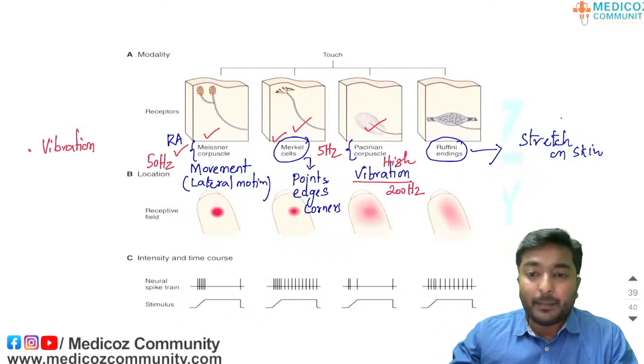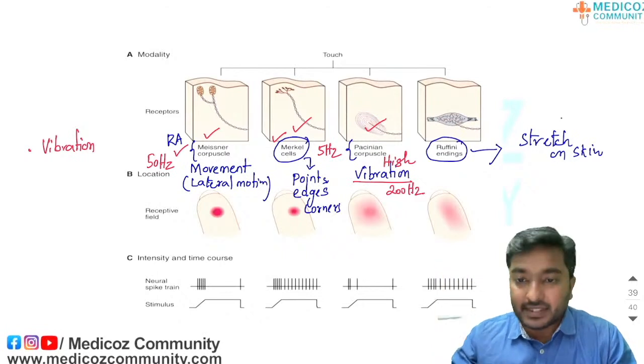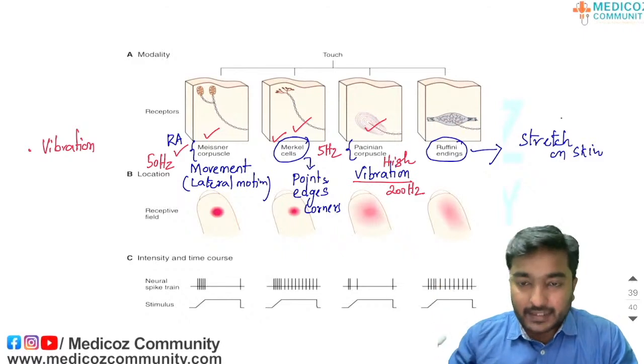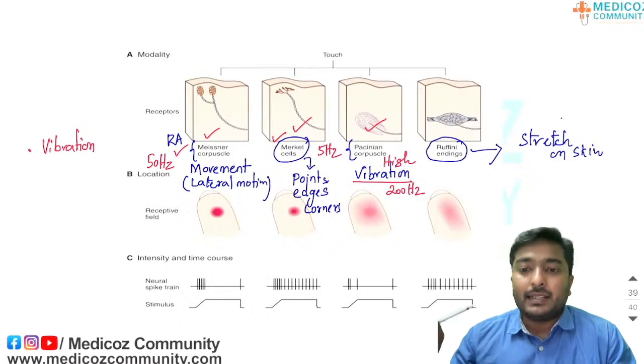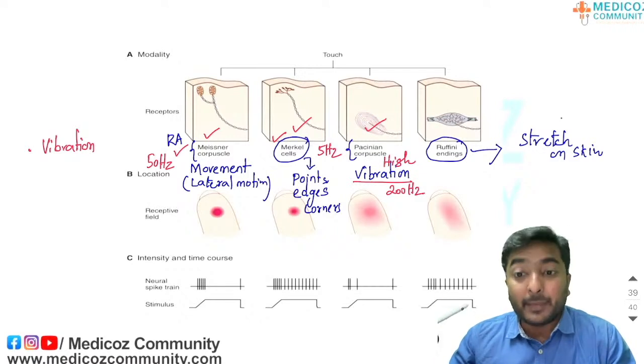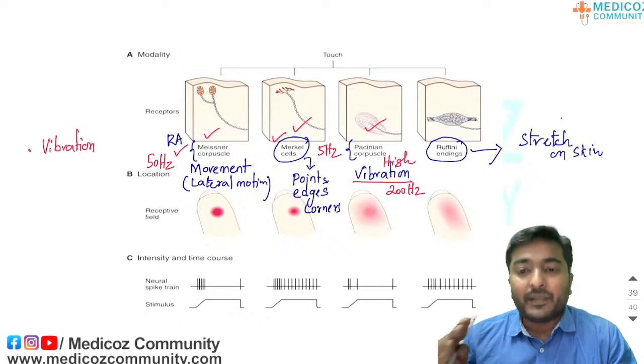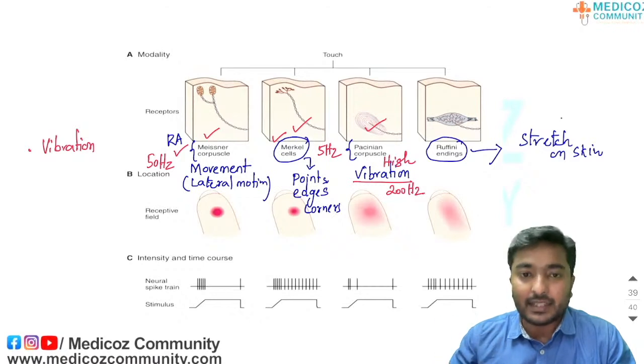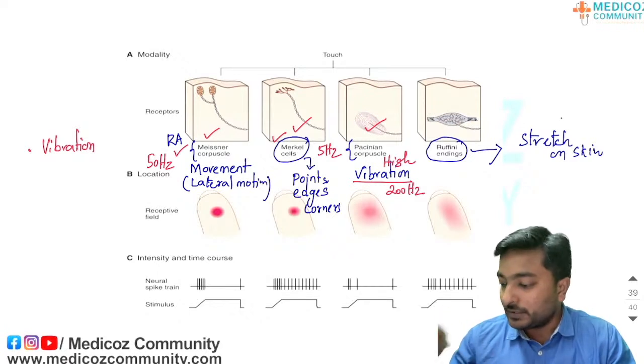Very high frequency Pacinian corpuscle is the best stimulus to stimulate that receptor. The best stimulus for stimulating Meissner's is lateral movement. The best stimulus to stimulate Merkel's is points, edges or corners, but a frequency range of 50 can also stimulate Meissner. 5 Hz can also stimulate Merkel's disc. You have to be very clear about this.